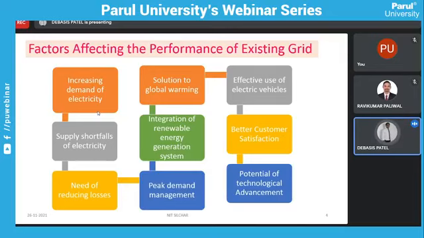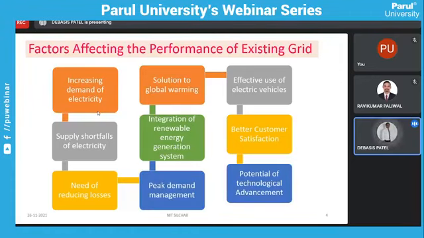To maintain the complexity of the grid, we require a more advanced version of our electrical grid. As you all know, there are many national grids in India. They are still operated manually, but we are trying to convert all of them into smart grids in the next 5 years.